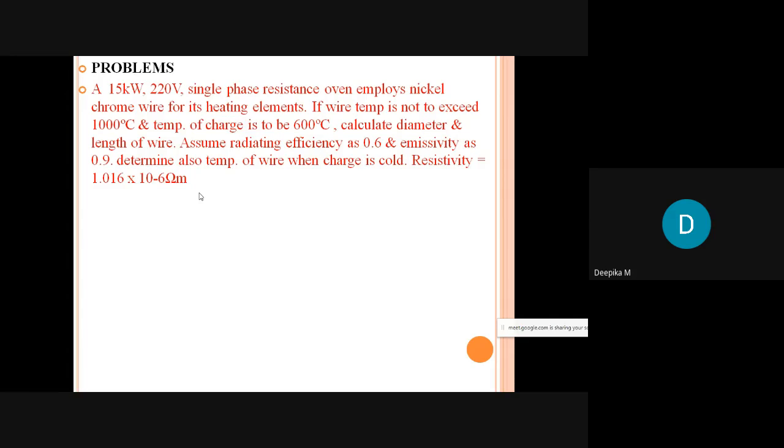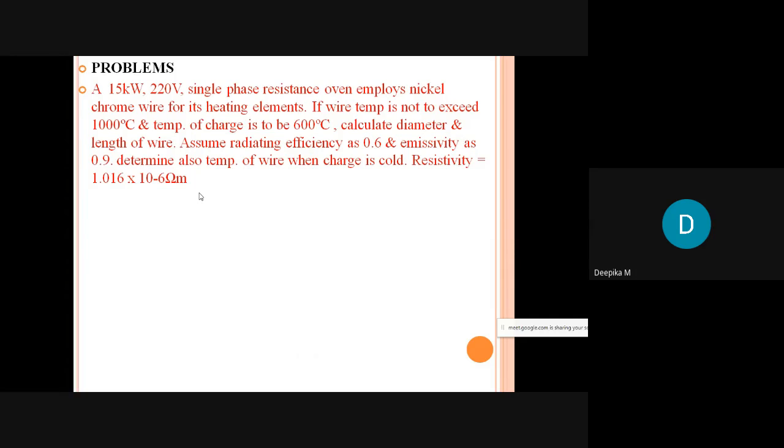single phase resistance oven employs nickel chrome wire for its heating elements. If wire temperature is not to exceed 1000 degrees Celsius and temperature of charge is to be 600 degrees Celsius, calculate the diameter and length of wire assuming radiating efficiency as 0.6 and emissivity as 0.9. Determine also temperature of wire when charge is cold, and the resistivity is given, that is 1.016 into 10 to the power of minus 6 ohm meter. So this is the given problem.